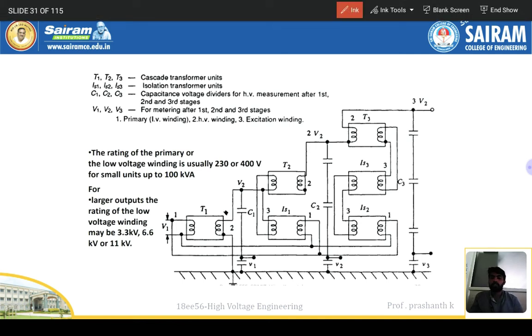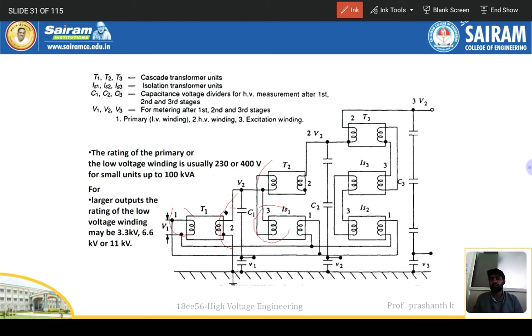See here, T1, T2, T3 are the cascading transformer units, and IS1, IS2, IS3 are the isolating transformer units. C1, C2, C3 are the capacitances of the voltage divider for high voltage measurement after the first, second, and third stages, and V1, V2, V3 are for metering after the first, second, and third stages. There is the primary LV winding, the secondary HV winding, and the third is the excitation winding. See this part: this part is the primary winding, this part is the secondary winding, and this part is the excitation winding, for the excitation purpose, right?